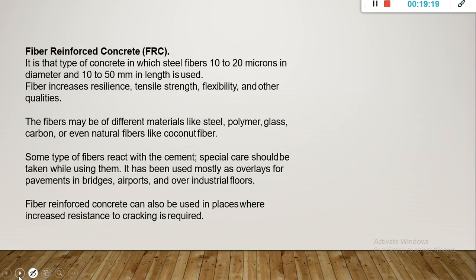Okay, then fiber reinforced concrete, eto ajikali use kora dekha jay. It is that type of concrete in which steel fibers 10 to 20 microns in diameter and 10 to 50 mm in length are used. Fiber increases resilience, tensile strength, flexibility, and other qualities. So fiber keteba use kora hoy.